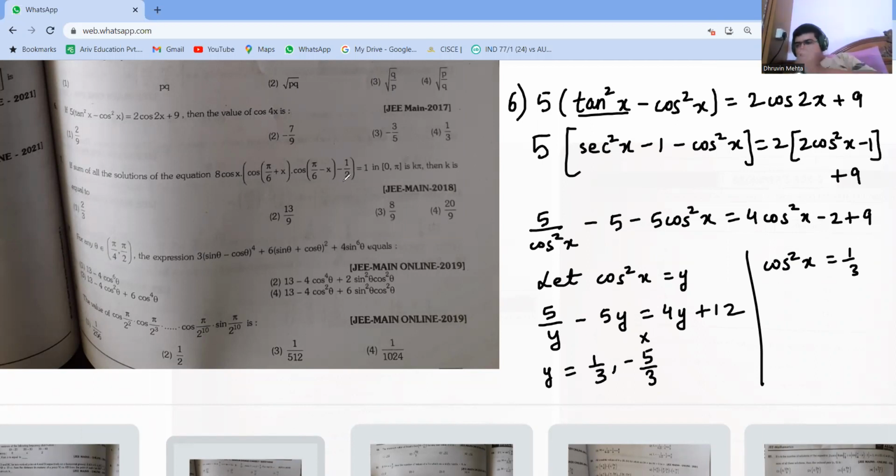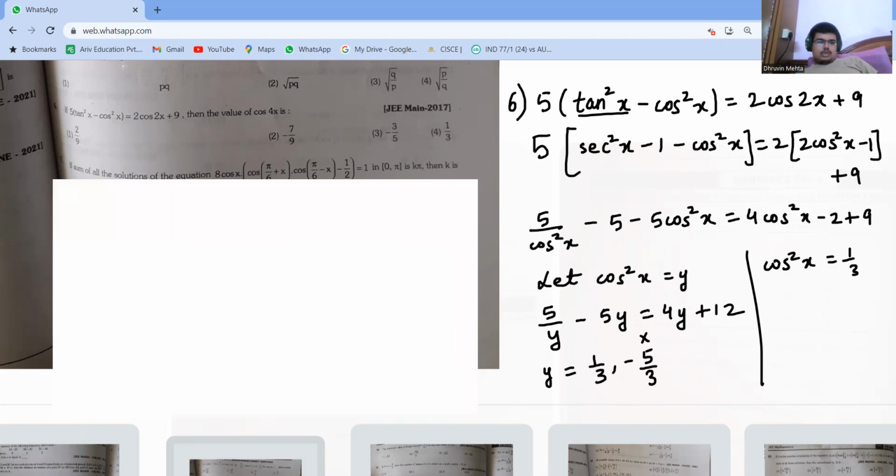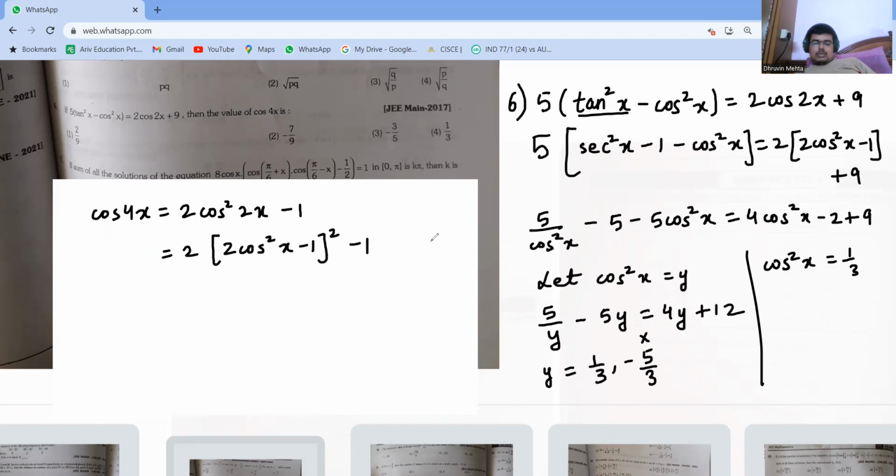So cos 4x, guys, we will use the double angle formula here. So see, cos 4x will be 2 cos square 2x minus 1. And in cos square 2x, further we can use the double angle formula again. It will be 2 cos square x minus 1. Check this, guys, are you following this? Now you have to calculate this completely. Complete this, tell me the answer.